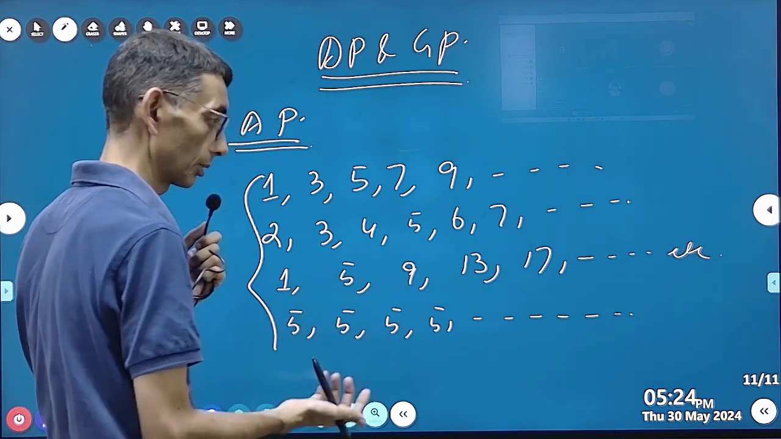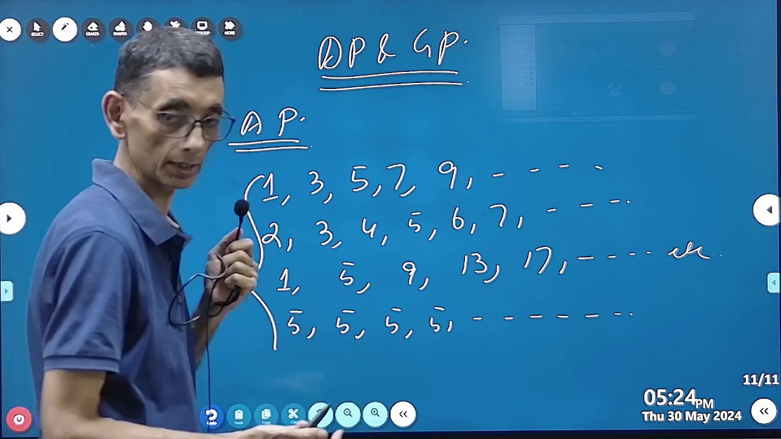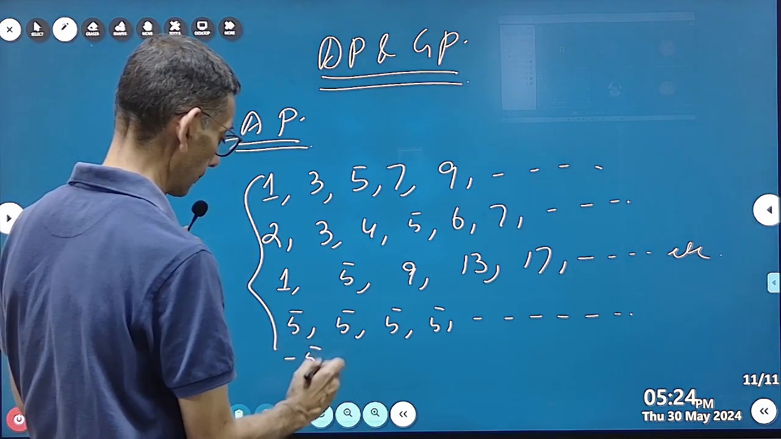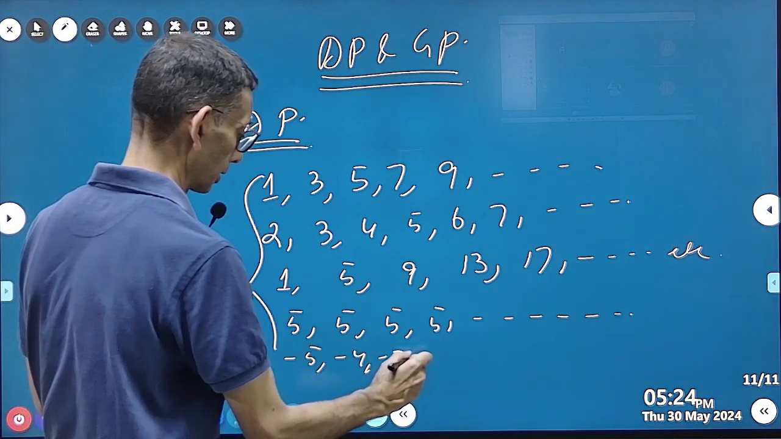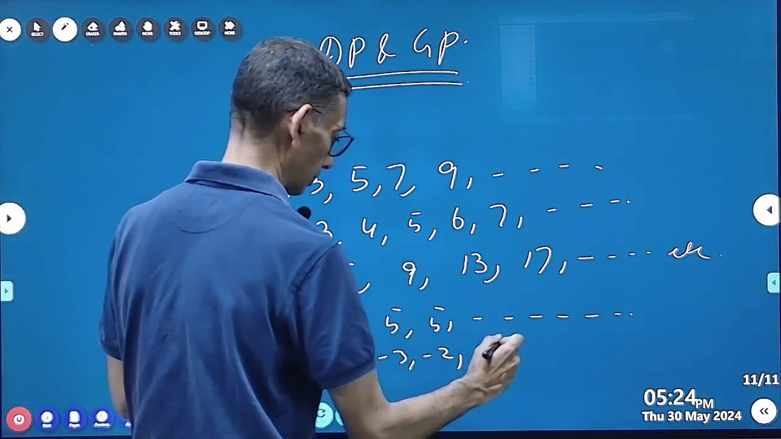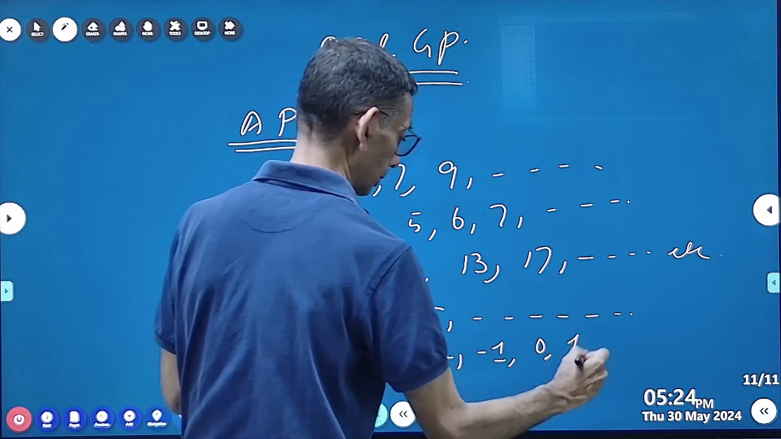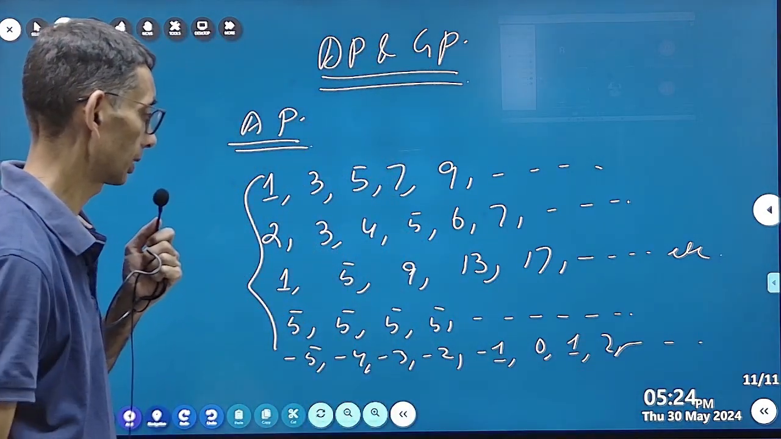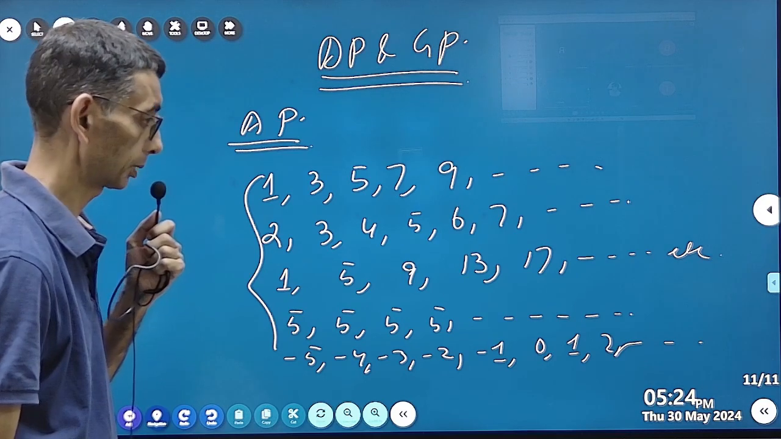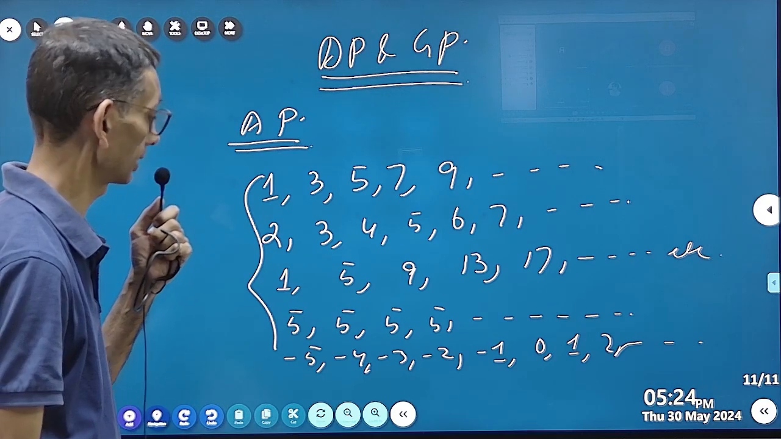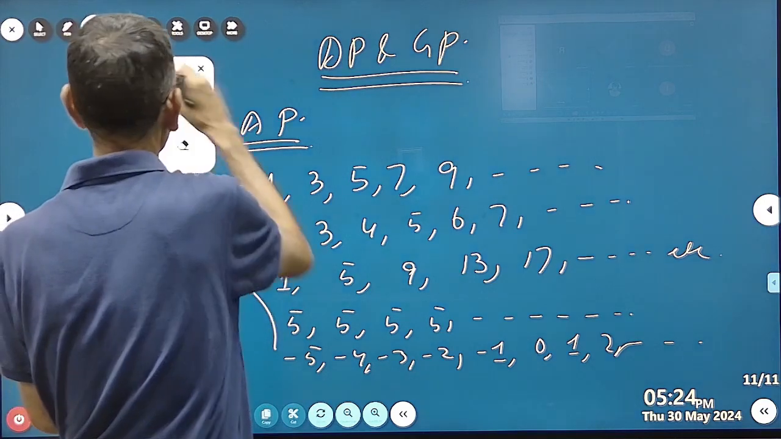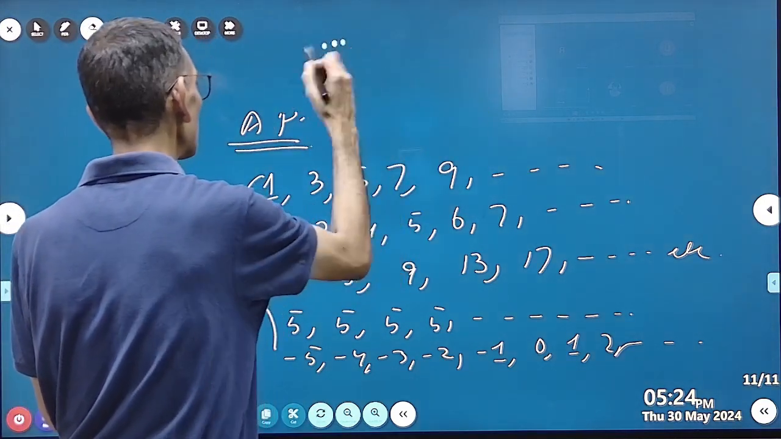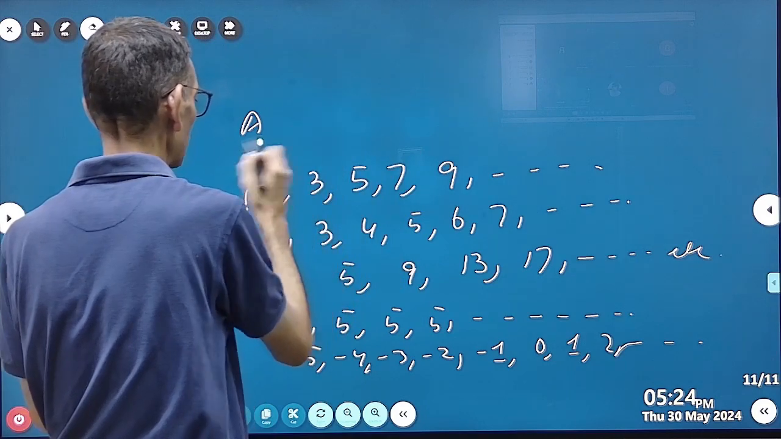The difference is 0, right? Or the numbers can be negative also. Like if I start with negative numbers: minus 5, minus 4, minus 3, minus 2, minus 1, 0, 1, 2, like this. So these are examples of arithmetic progressions or arithmetic sequences. Anyone you can call arithmetic progression or arithmetic sequence. Most commonly we call it arithmetic progression.